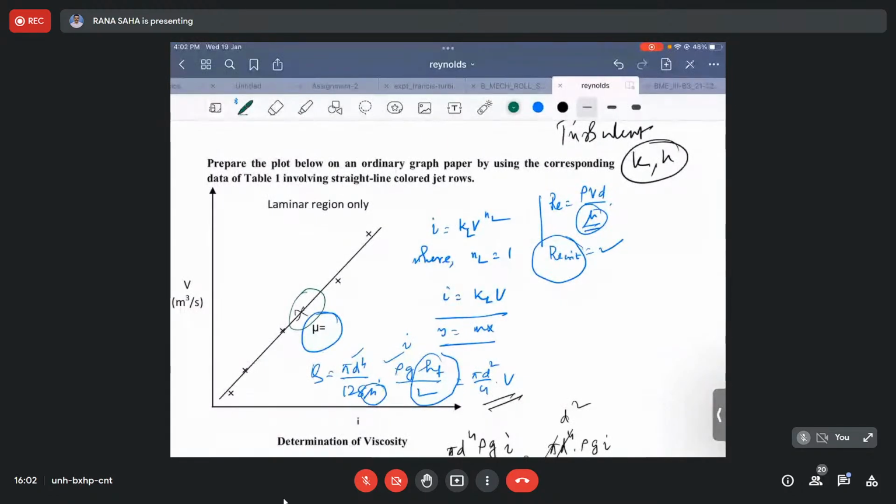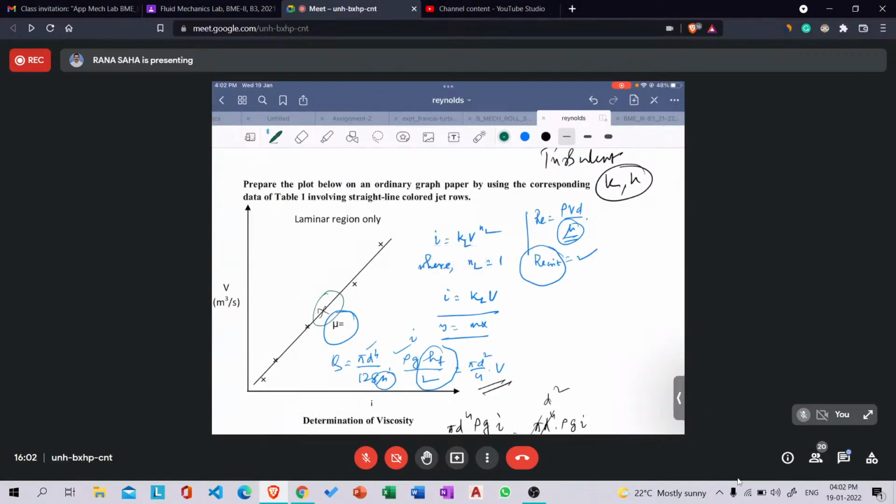So for those data, you now plot the best fit straight line, and on that straight line you take a point and find the value of viscosity from the Hagen-Poiseuille equation. So the evaluation of viscosity will only come after the previous step, that means after identification of your laminar region. Getting my point?